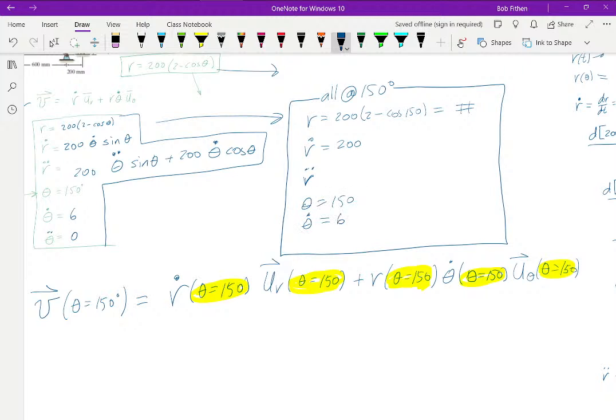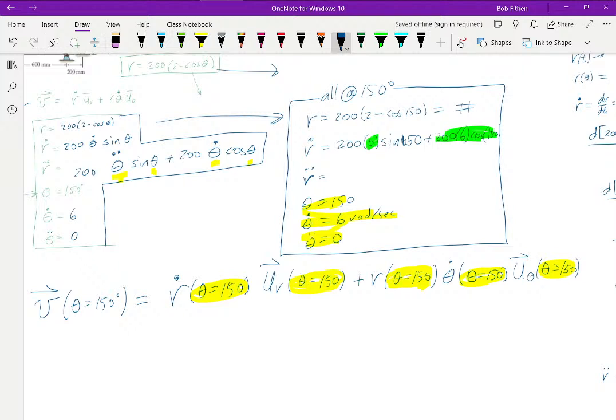Theta dot is equal to 6 radians per second, and theta double dot is equal to 0. So what I'm going to do in this is use these three terms here and here, and of course here and here. And with that, you get times 0 times sine 150 plus 200 times 6 times cosine 150. This is the only term that is not 0. This one is 0 because of that.